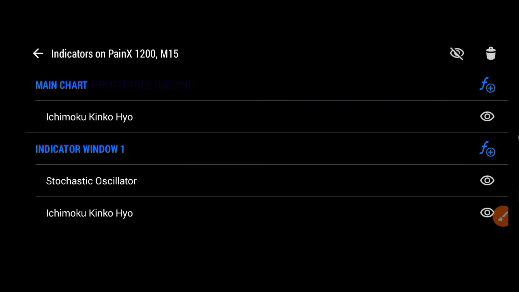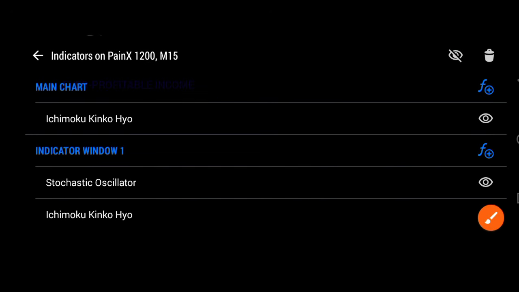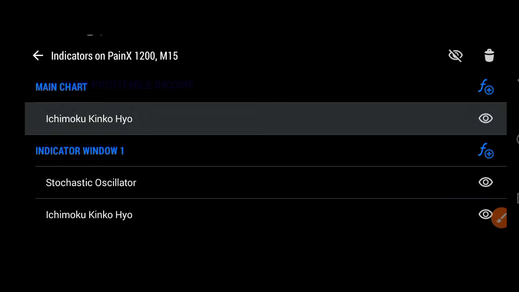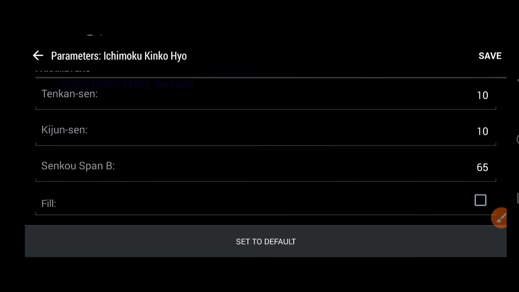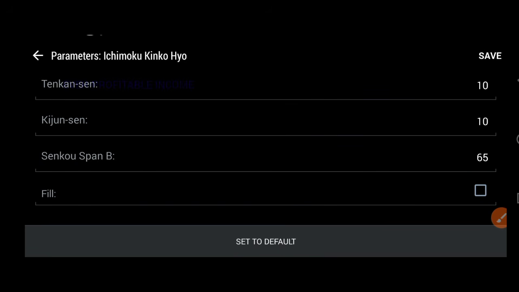Okay, so we are here now on our indicator window. So these are the indicators we used for this strategy. You can see we are trading PAINX 1200. So on your main chart, you're going to be adding the Ichimoku. Let me show you the setting of the Ichimoku of the main chart. Can you see? Here are the parameters for the Ichimoku. We have the Tenkan-sen to be 10, the Kijun-sen to be 10, the Senkou Span B to be 65. And do not tick the fill. Don't tick the fill. Leave it unticked. So just take a screenshot of it so you can remember.